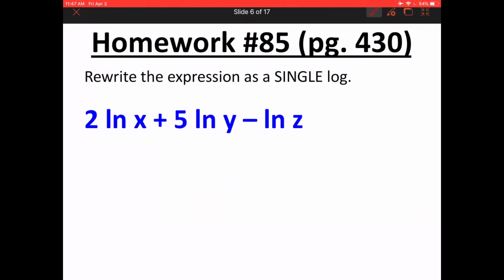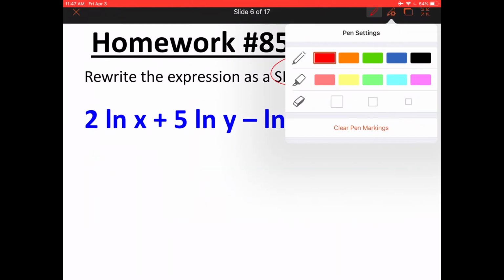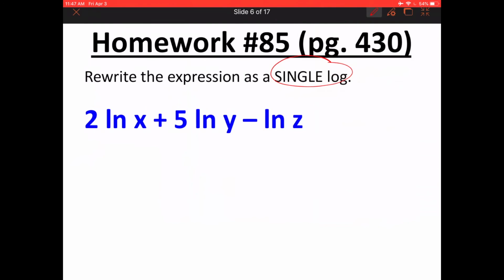All right, here's another one. Rewrite the expression as a single log. So don't get overwhelmed, guys. Just deal with the first part first. So let's deal with this first. But before I start combining, what do I notice about this 2 and this 5?